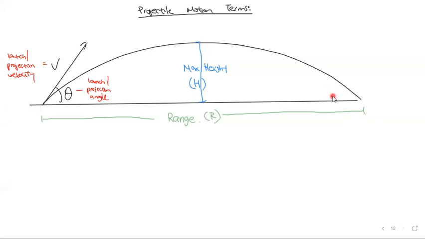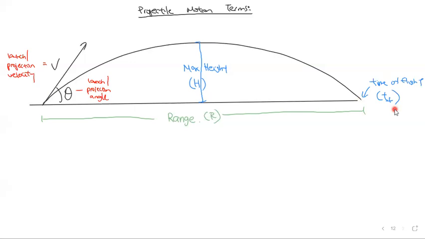Okay, and the other thing, of course, is as the projectile moves through the air, time will pass, and then it will hit the ground at some other time. The time it takes to go through the air and hit the ground is called time of flight, and we're going to call that t. So it's the time of flight.